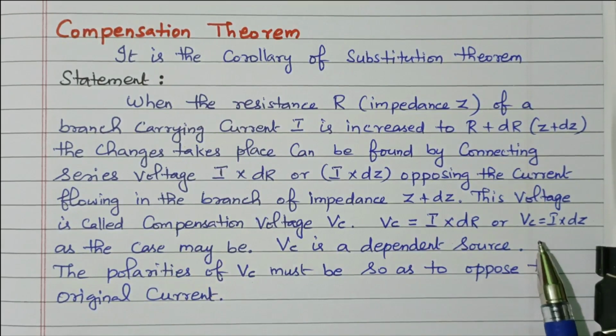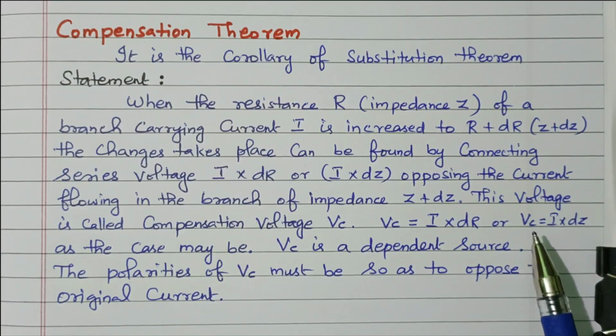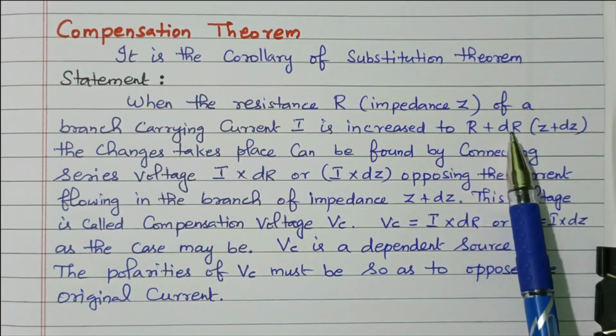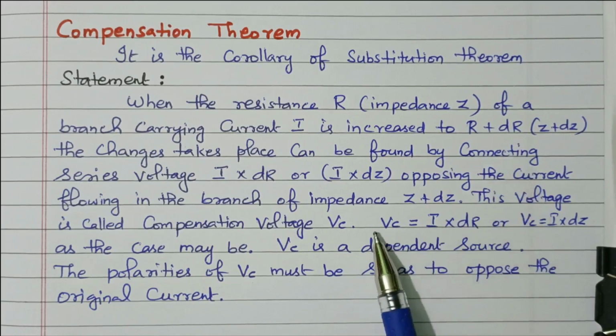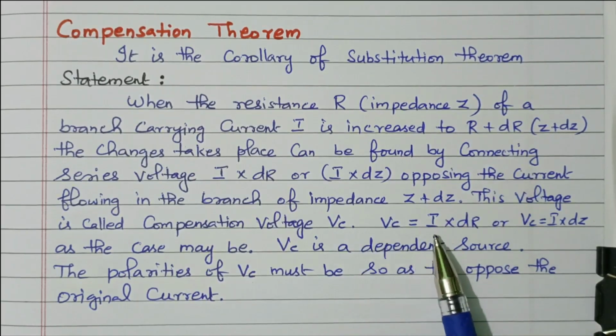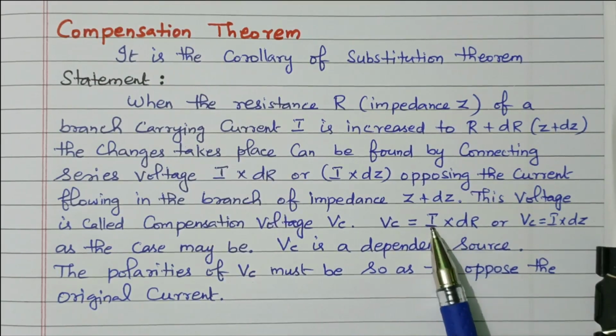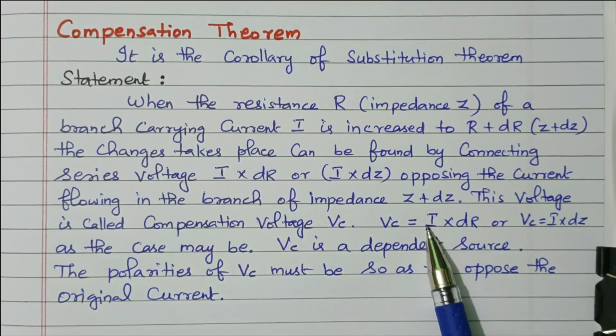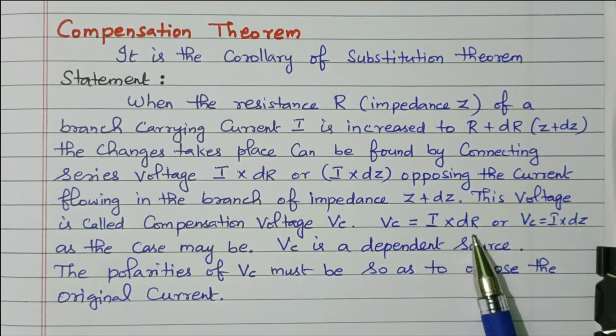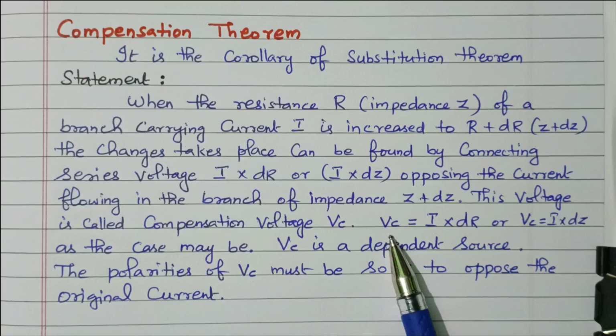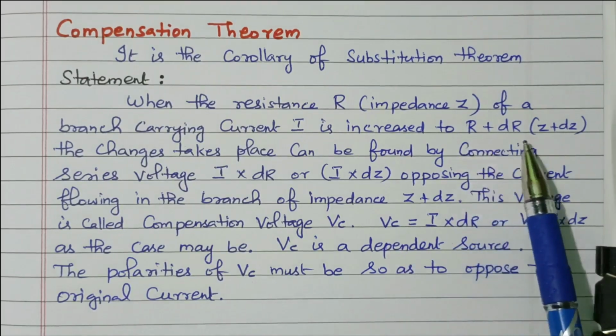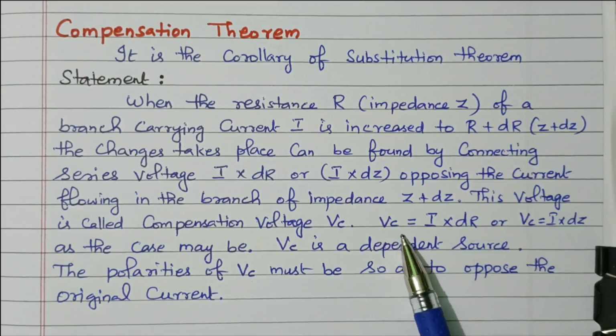So it is very simple. In the previous substitution theorem, the branch is replaced by other combinations, a voltage source or current source, maintaining the current and voltage. Here we are adding the resistor, so that the compensated voltage is connected. That is calculated as I into dR, current into change in resistance. This is the original current flowing in the circuit. After the resistor is increased, that multiplied with I is nothing but Vc. So while increasing the resistor or impedance, we need to connect the compensated voltage.